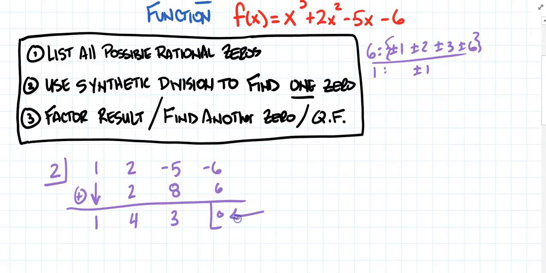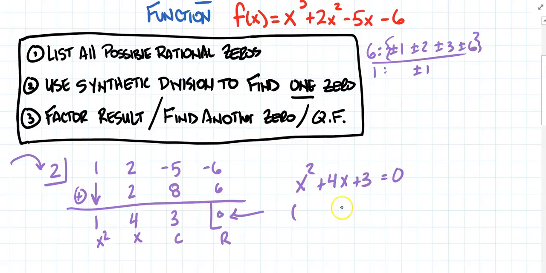Awesome. So if I get a 0 here, that guarantees that 2 is a zero of the function, and that means that x minus 2 is a factor. So what do I have left? This is my remainder, this is my constant, this is my x, and this is my x squared term. So the result gives me x squared plus 4x plus 3 equals 0.